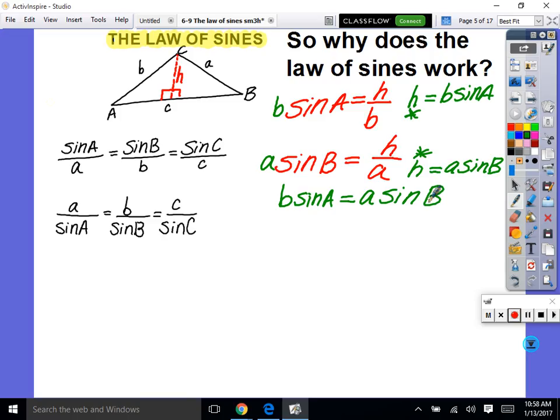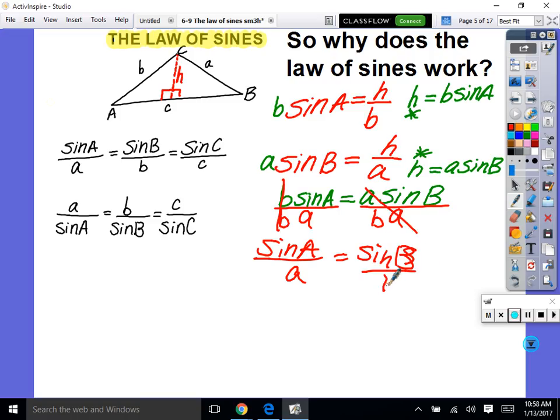Now let's divide both sides by A. Now let's divide both sides by B. So what happens over here? Sine of A over A, do you guys see it? Yeah. Equals sine of B over B. Okay, cool. So that is why this works. This just makes it quicker so you don't have to have all these different triangles and go about it this way. Okay, sweet.